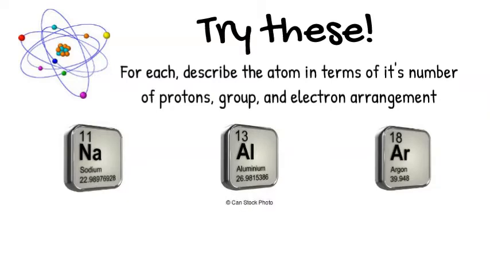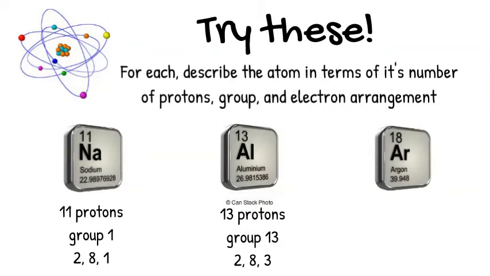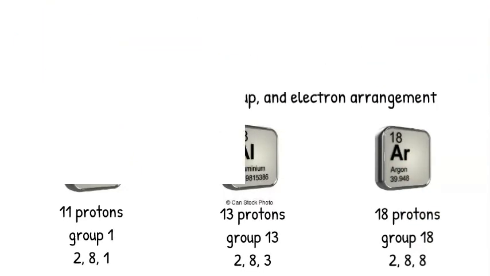Sodium, with atomic number 11, must have 11 protons. It's in group 1 and its 11 electrons are arranged 2, 8, 1. Aluminium, with atomic number 13, must have 13 protons. It's in group 13 and its electrons are arranged 2, 8, 3. And argon, with atomic number 18, has 18 protons. It's in group 18 and its electrons are arranged 2, 8, 8.